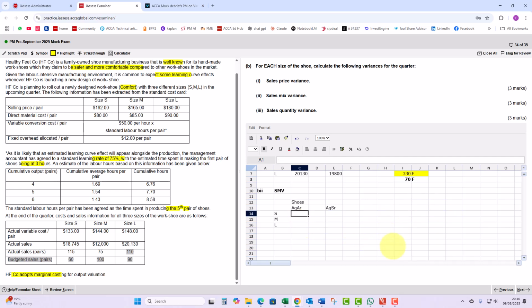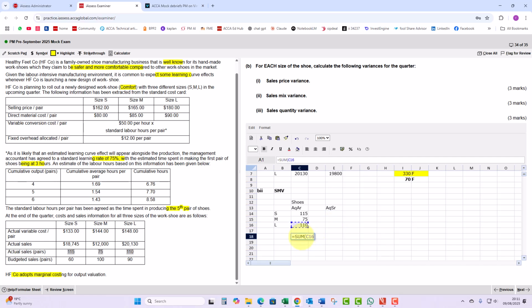So in terms of shoes, we can just get this from the table here. This is the actual shoes sold in the actual ratio. So effectively, this is what actually happened. We sold 115 small, 75 medium and 110 large. And what we need to now do is take that volume that we've sold and establish what the amount would be for each line if we kept to the standard ratio, i.e. what we expected from the budget.